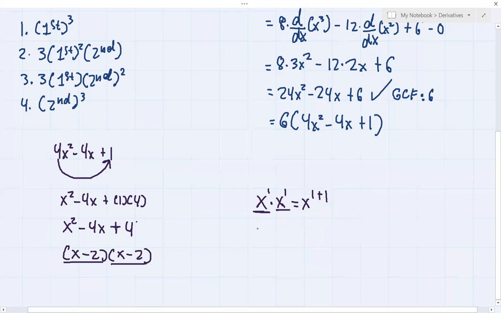Bigyan kita ng isa pang example. X squared times x raised to 3. Okay? So we have the same base. So magiging x raised to 2 plus 3. So i-relate natin siya dito. Meron tayong x minus 1 times x minus 1. So since yung exponent ni x minus 1 ay 1, at ganun din rito, 1 din siya, therefore we will have x minus 1 raised to 1 plus 1, which is 2. Okay? Ganun lang yun.